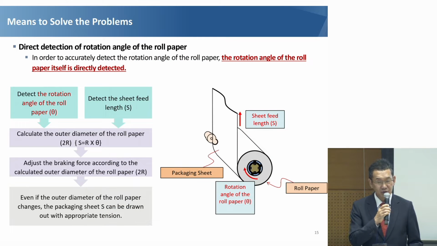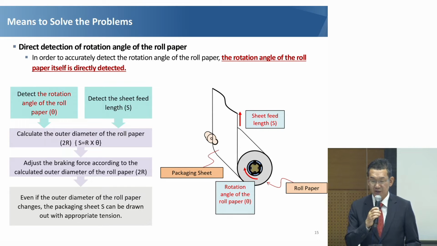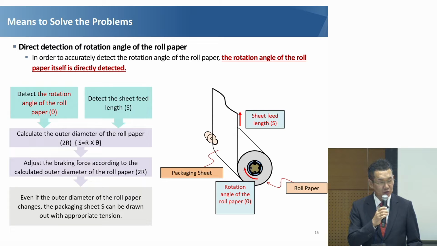How did this invention solve the problem? That was to detect the rotation angle of the roll paper together with the detection of the sheet feed length. By detecting these two factors, this invention solved the problem, which was not solved by the prior art.